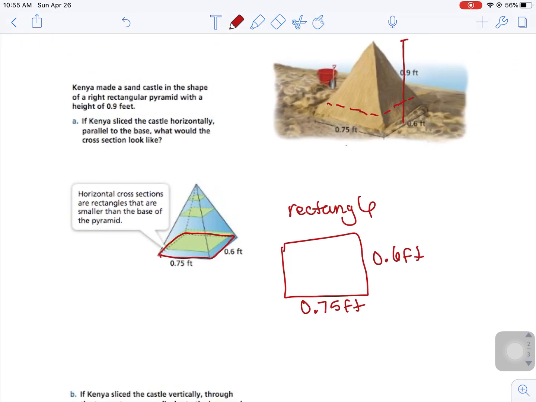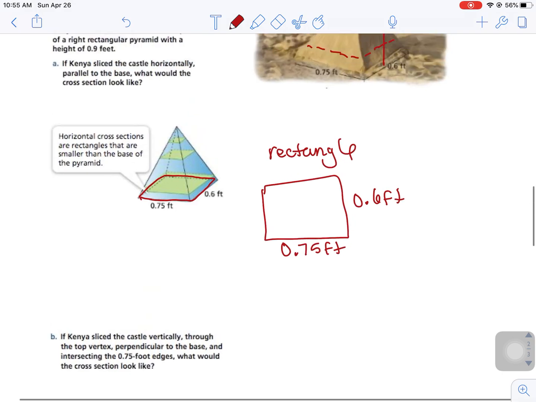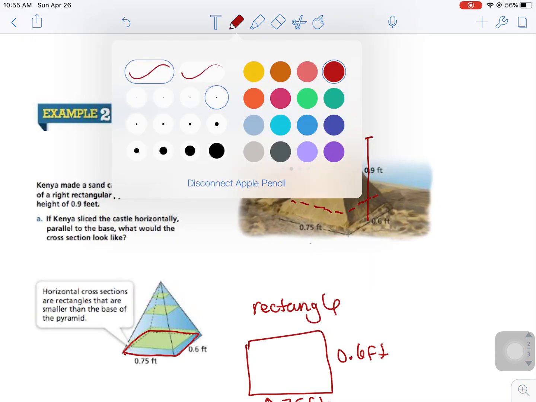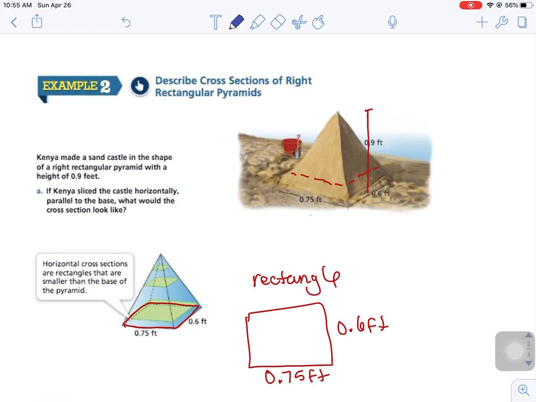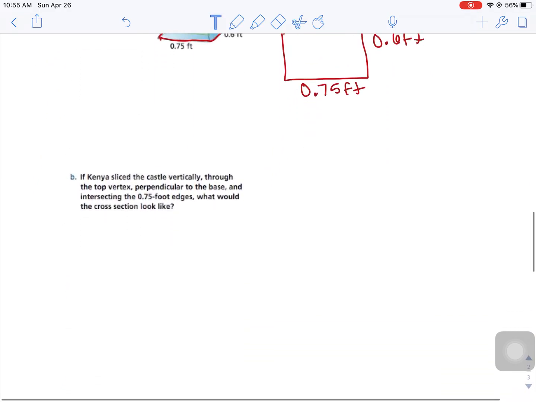Now let's think about, what if she made a vertical cut? So it's asking if Kenya sliced the castle vertically through the top of the vertex, perpendicular to the base, what would the cross section look like? So instead of making it horizontally, we're going to make it vertical through the vertex. So think about if we were to make a cut vertically, what would the cross section look like here?